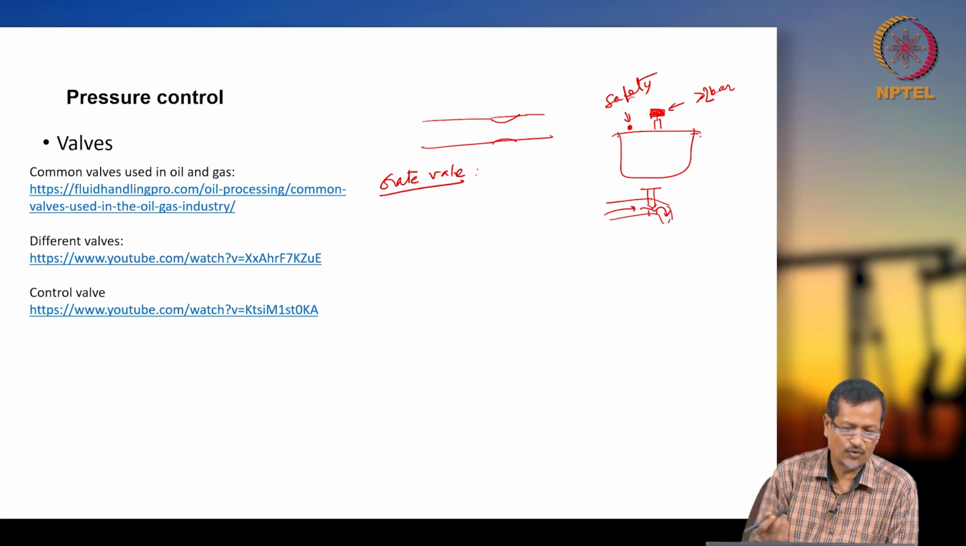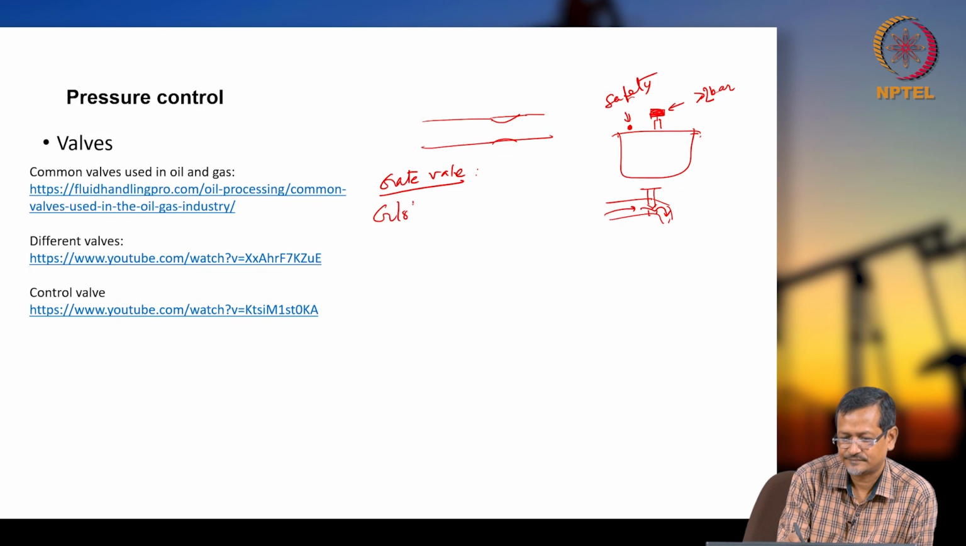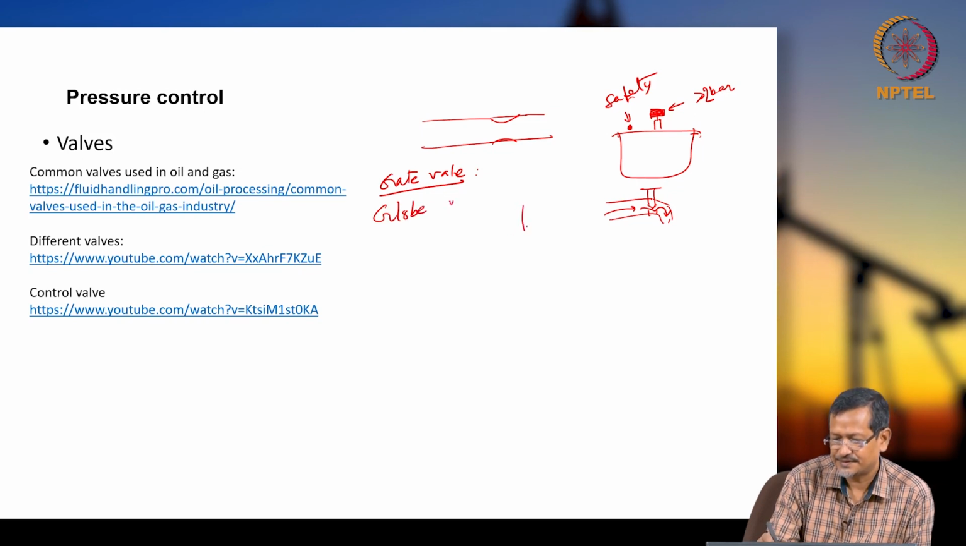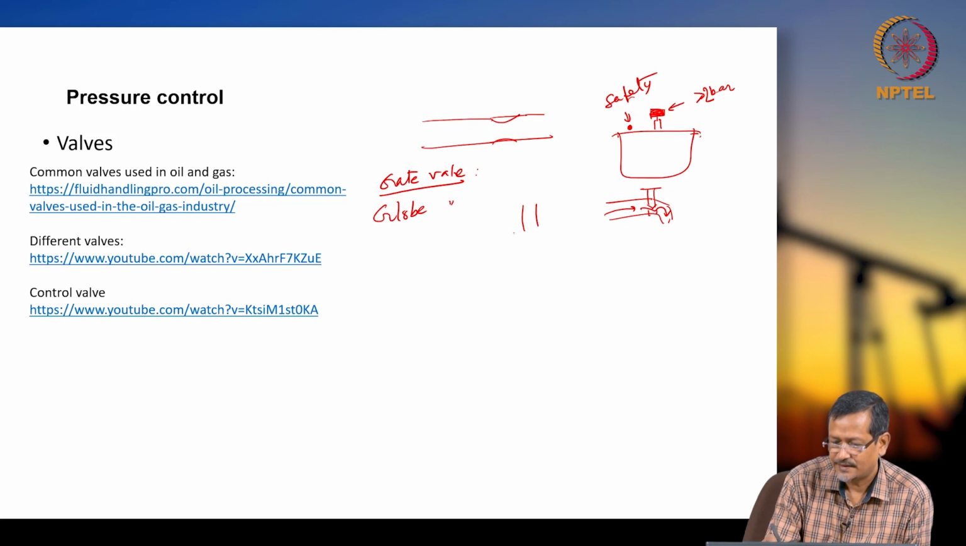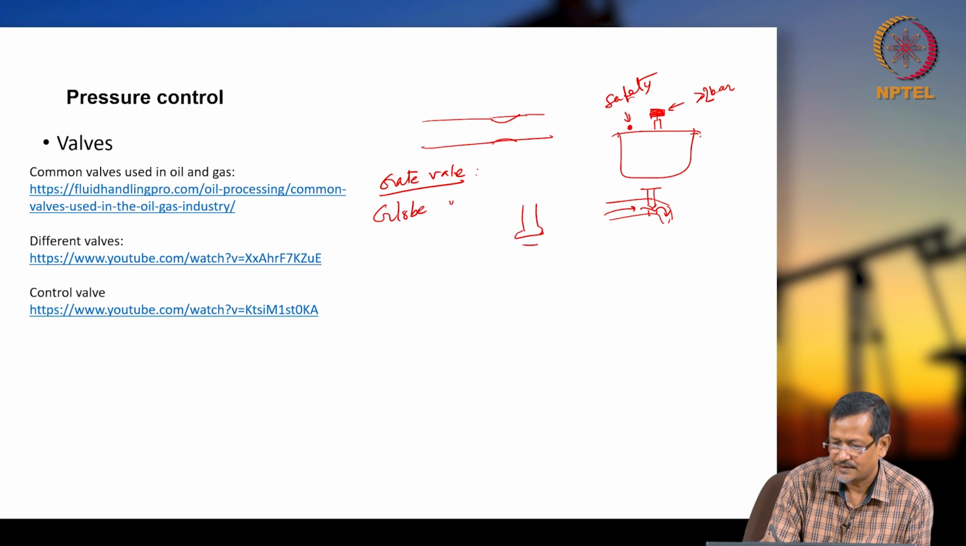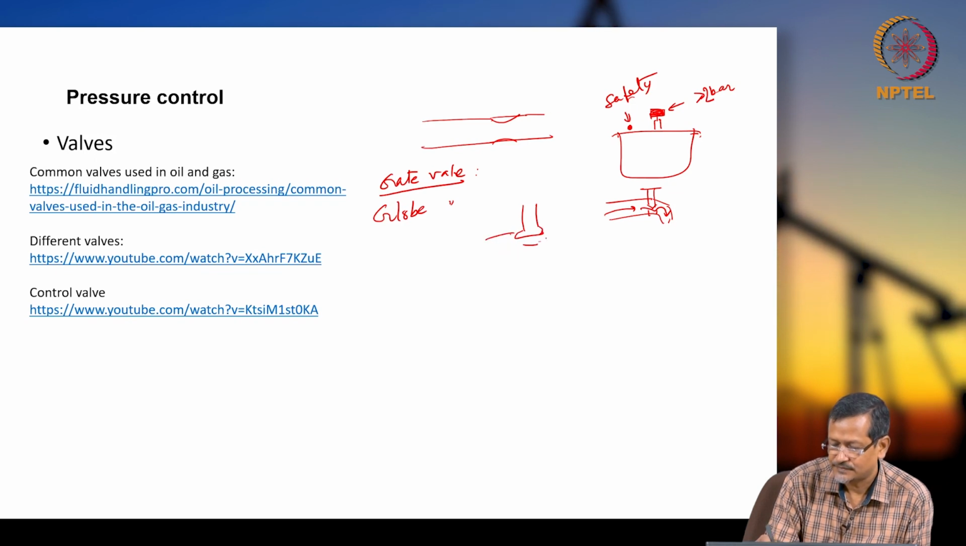The next is globe valve. Globe valve. So globe valve is like this. It will be like this. How does it look?